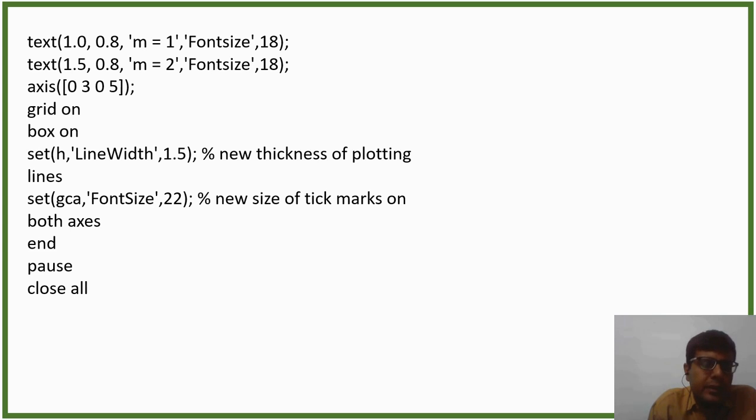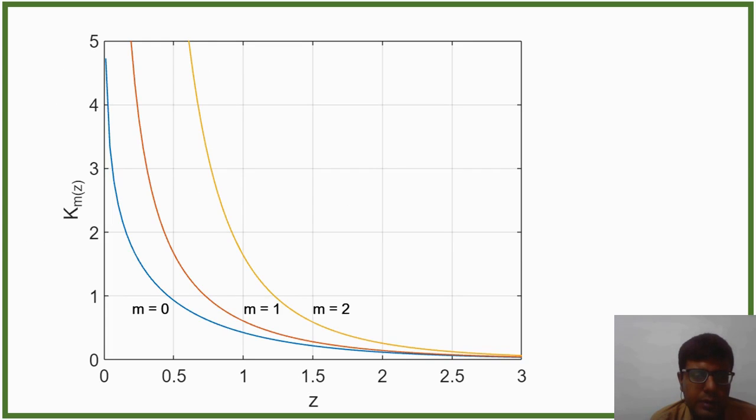Then we have defined the limits of the x-axis from the starting point to 3 and the y-axis from the starting point to 5. Then we have set the line width to 1.5 for the edge. Then we have defined the new size of tick marks on both the axes. Then we have closed all. This is the plot of Km and z. So we see that Km continuously decreases as the value of z increases and it dies out. And it also relates to the physical condition of the cladding.